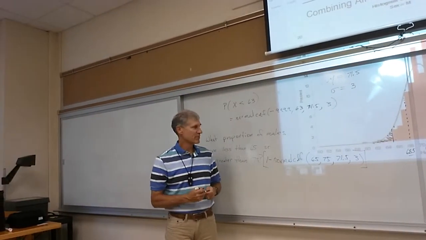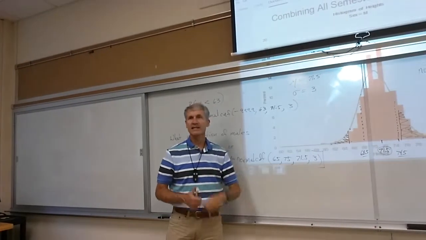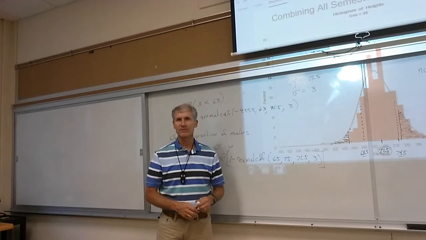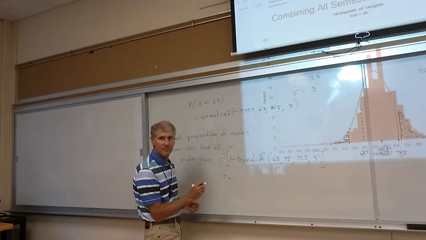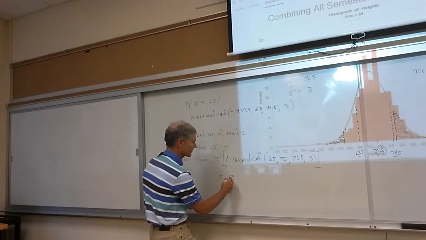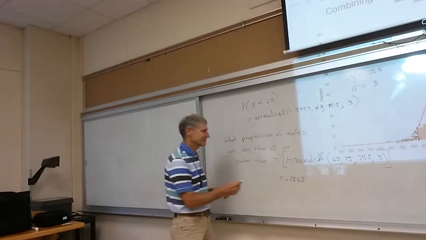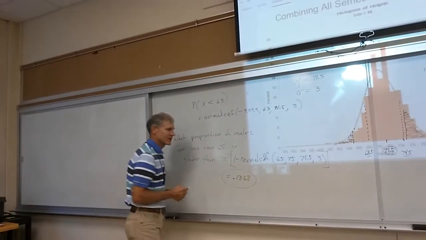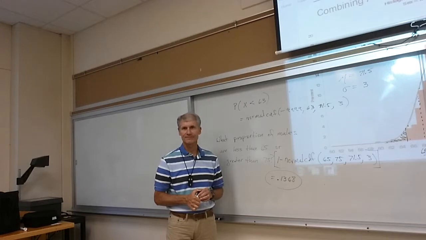Right? Did anybody do it the other way of going negative infinity up to 65 and then adding? Did you get the same answer? Yeah. Okay, good. So what is the answer? Point what? 0.1368. So I was quite a bit high on my ballpark. But, right, so 0.1368. Any questions on that?